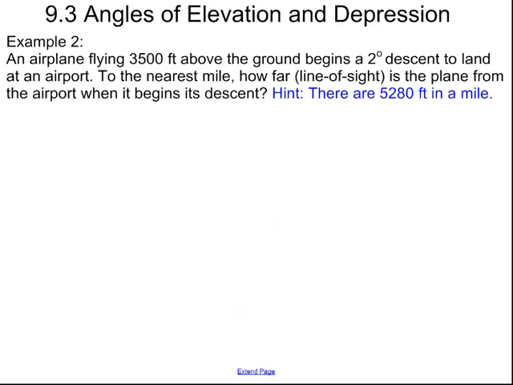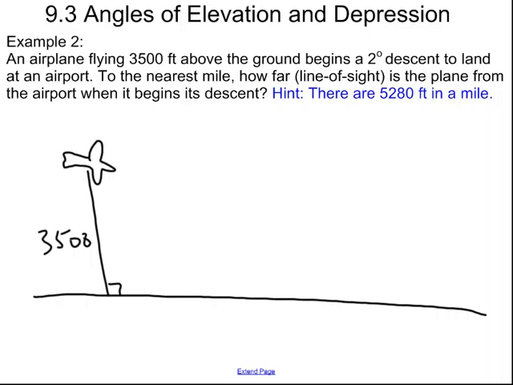Let's look at another example. This time I didn't draw you a picture. You'll have to learn to draw it on your own. An airplane is flying 3,500 feet above the ground. So I'm going to make my airplane. My students will tell you that I'm quite the artist. There's my airplane, believe it or not. It's flying 3,500 feet above the ground. So it's making a right angle with the ground.